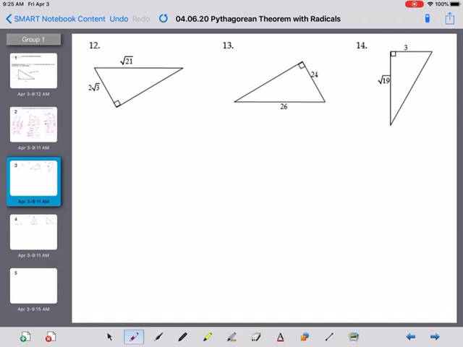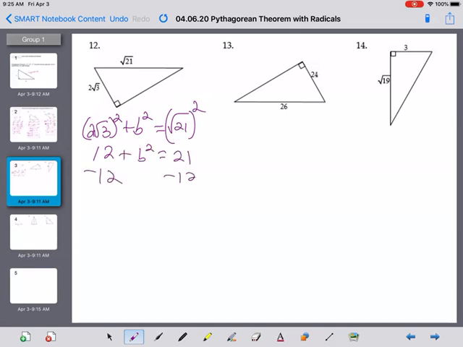Okay. Go ahead, pause the video, try numbers 12, 13, and 14. Okay, so we have 2 radical 3 squared plus b squared equals square root of 21 squared. So that gives you 12 plus b squared equals 21. Minus 12 to both sides is 9. Take the square root of both sides, b equals 3.